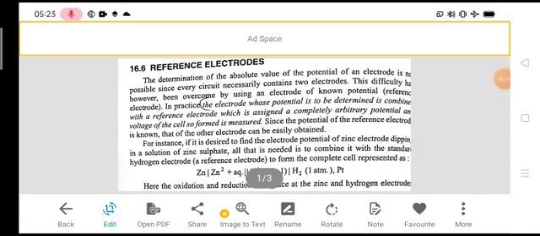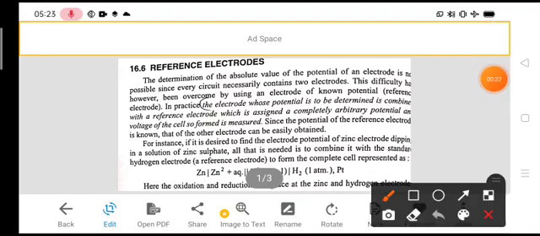Today our lesson is reference electrodes, their definition and their use, and some examples of reference electrodes like the normal hydrogen electrode and the calomel electrode. Now let us start with reference electrodes.